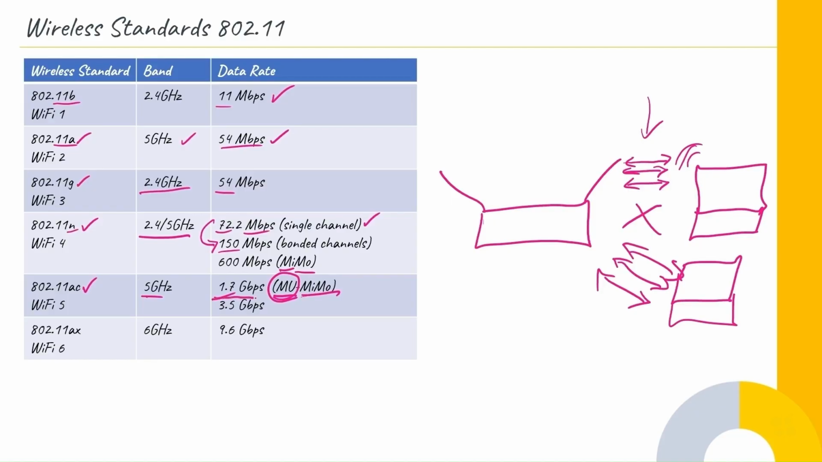By the way, it looks like this multi-user MIMO is only on 1.7. It actually applies to both of these. I just didn't have a way to put it smack in the middle. But here you can see another standard goes up to 3.5.